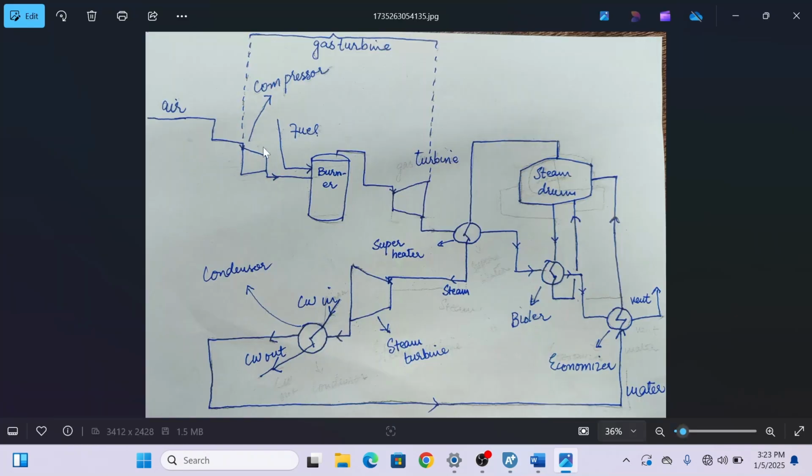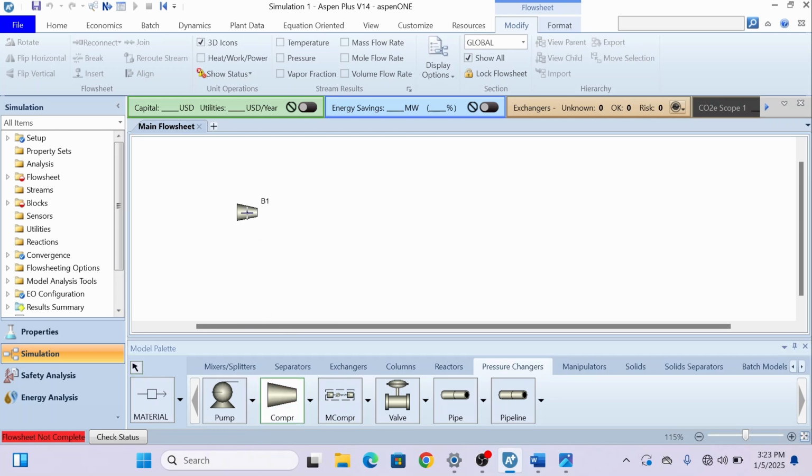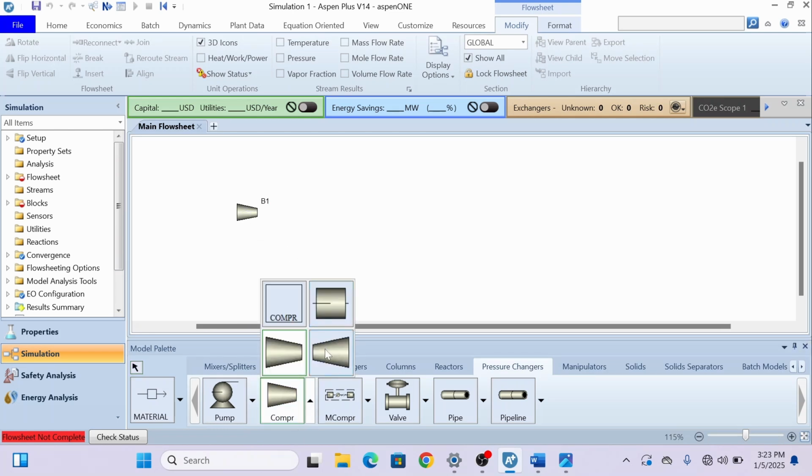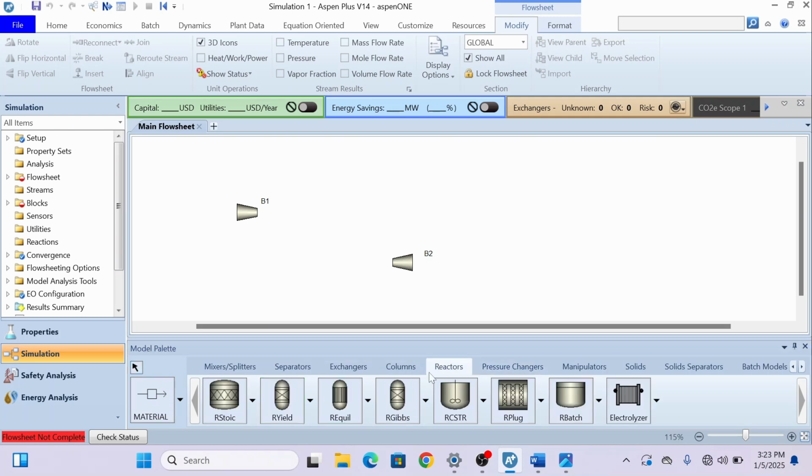So now here you can see, first of all, I need a compressor, a burner, and a turbine. So for a compressor, I will go to pressure changers, and here it is a compressor. And from here, this is the sign of a turbine. And in the reactors, you will use R stoichiometry for a simulation of a burner over here. After this, just press this material stream.